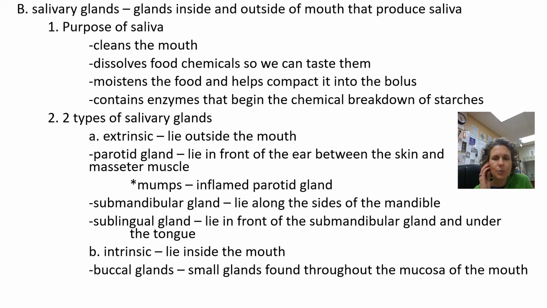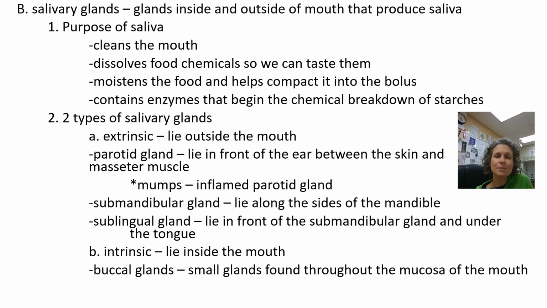It's where you would feel inflammation if you had the mumps, because an inflamed parotid gland is mumps. This is the one, though, that sometimes hurts back here when you eat something that's really sour or has a sharp taste to it. That affects your parotid gland, so it is trying to get more saliva out.